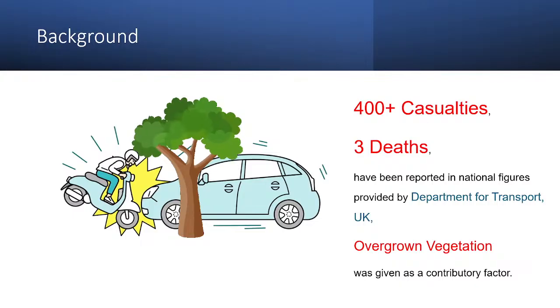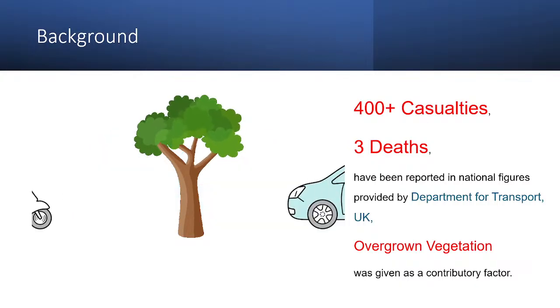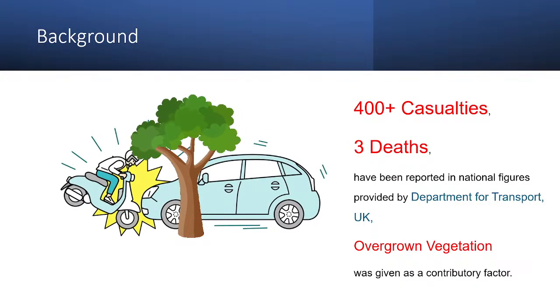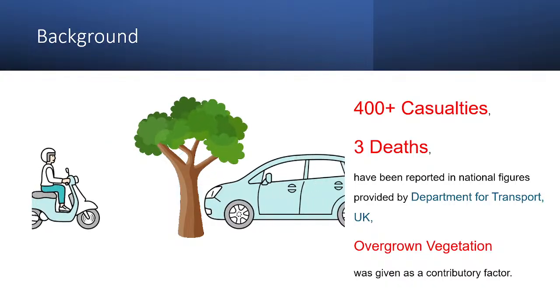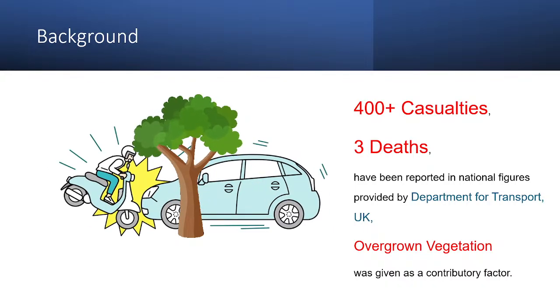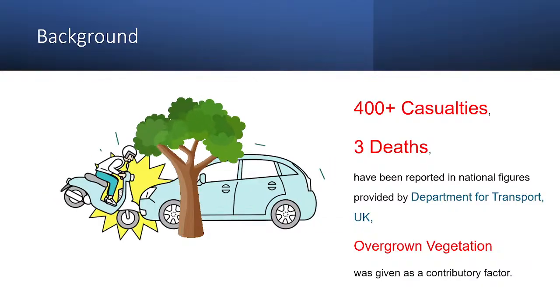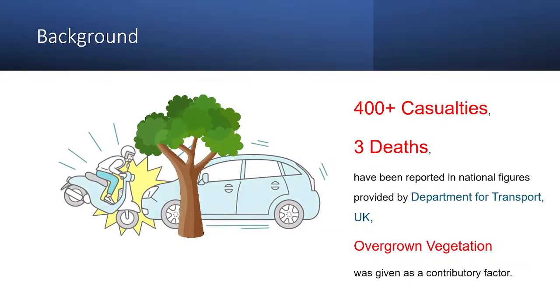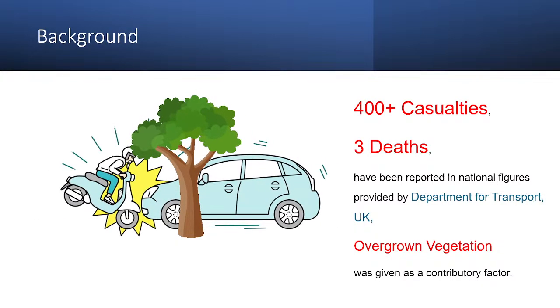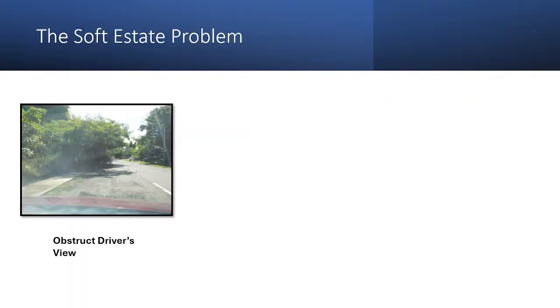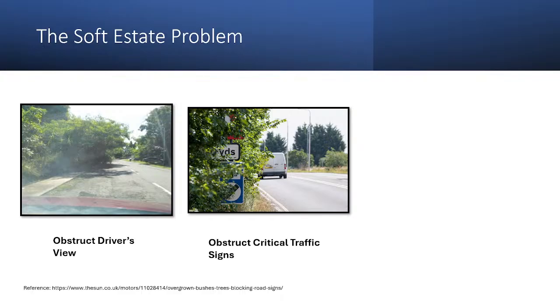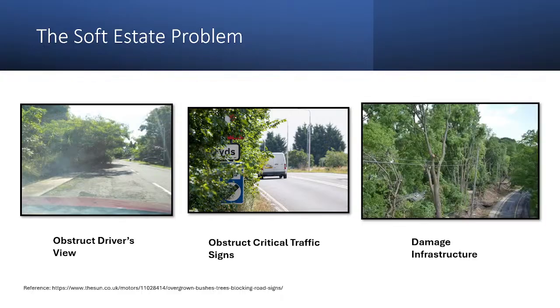So we see that I will take the case of overgrowth vegetation, where in the UK there are multiple casualties, but it is not very highlighted. There are deaths, there are casualties, but it is a contributory factor, but people don't take it very seriously. It contributes to obstructing the driver's view, it contributes to obstructing road signs. It also contributes to damaging infrastructure.